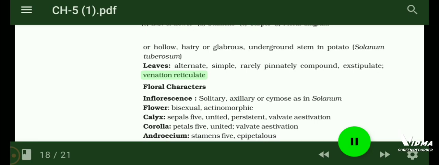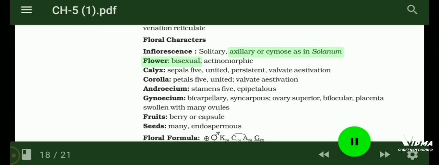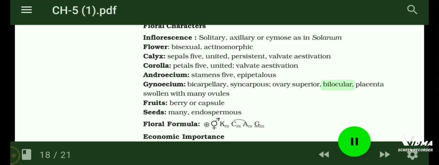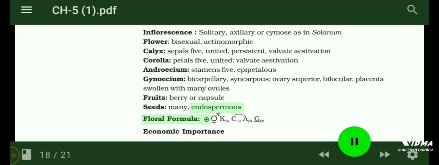Venation reticulate. Floral characters. Inflorescence: solitary, axillary or cymose as in Solanum. Flower: bisexual, actinomorphic. Calyx: sepals 5, united, persistent, valvate aestivation. Corolla: petals 5, united, valvate aestivation. Androecium: stamens 5, epipetalous. Gynoecium: bicarpellary, syncarpous, ovary superior, bilocular, placenta swollen with many ovules. Fruits: berry or capsule. Seeds: many, endospermous. Floral formula.